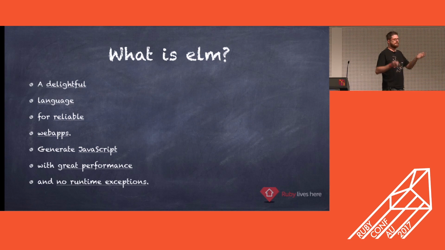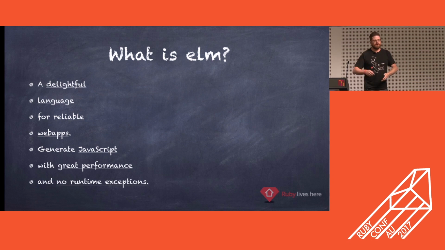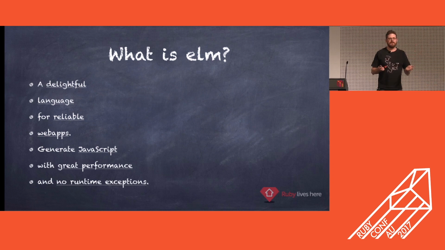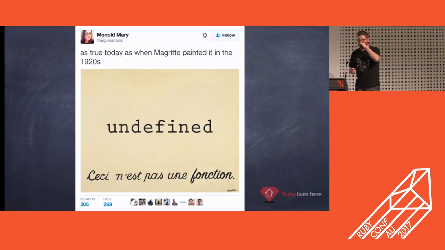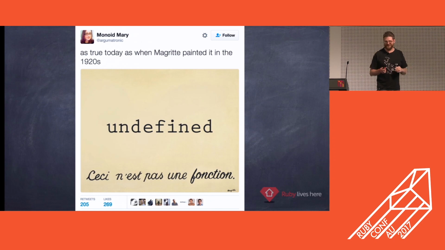And finally, this I think is the most interesting one that got buried at the bottom here, no runtime exceptions. So Elm promises that you will write code that will never throw a runtime exception in the browser, which is really interesting. Most of us are very familiar with runtime exceptions in Ruby, and we're, of course, also familiar with runtime exceptions in JavaScript. Just leaving that there for fans of the surrealist movement.